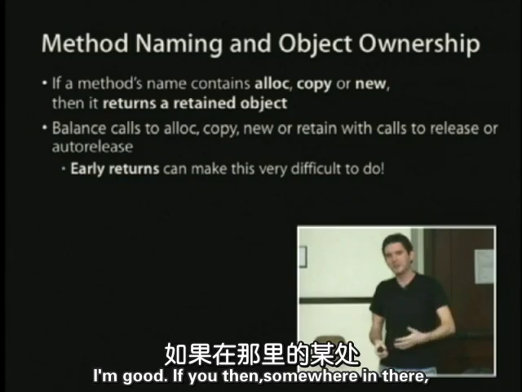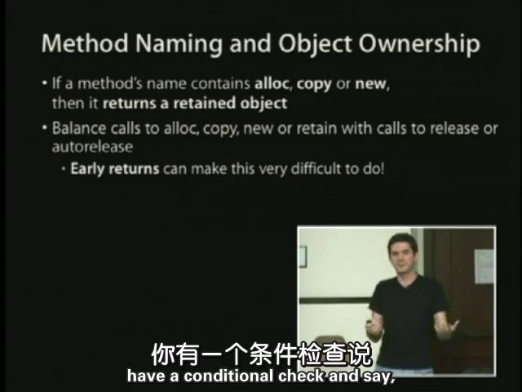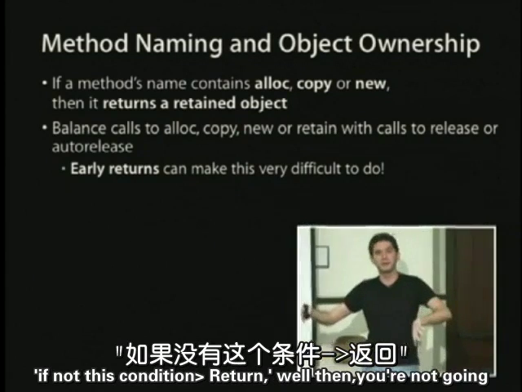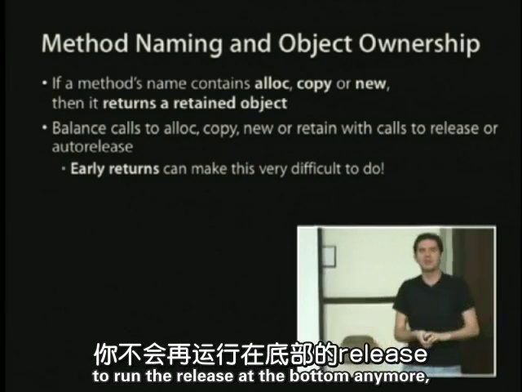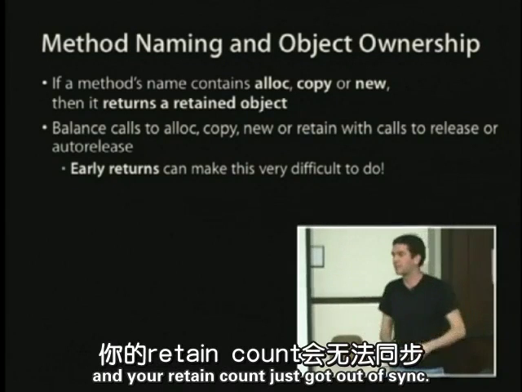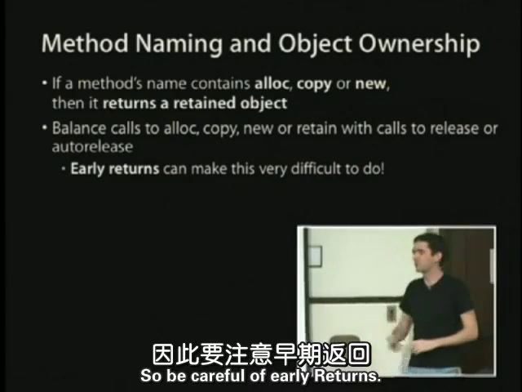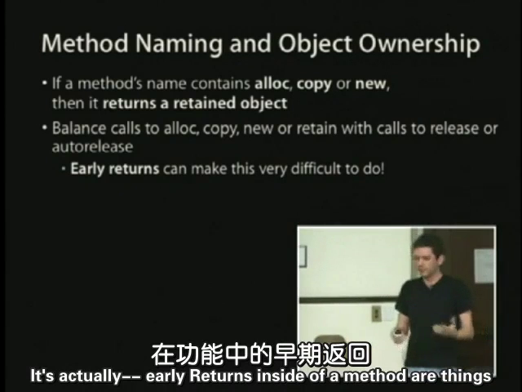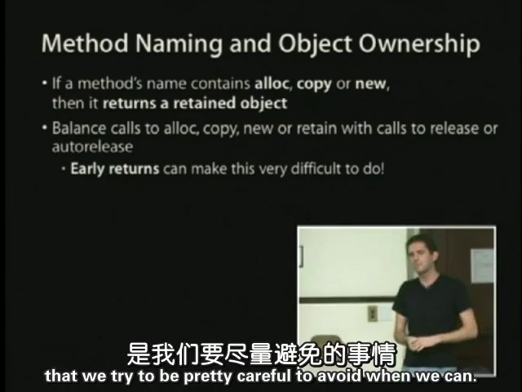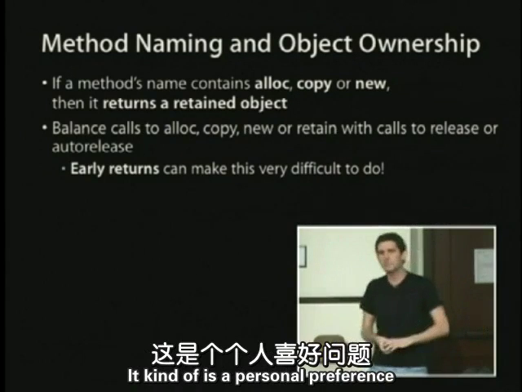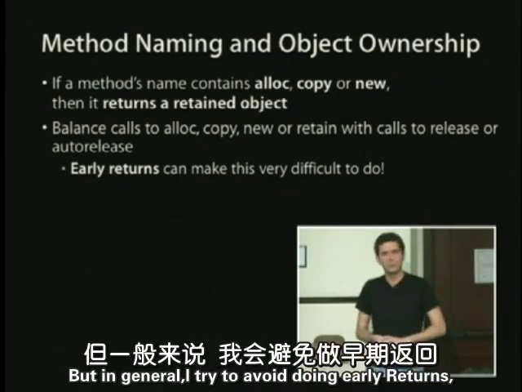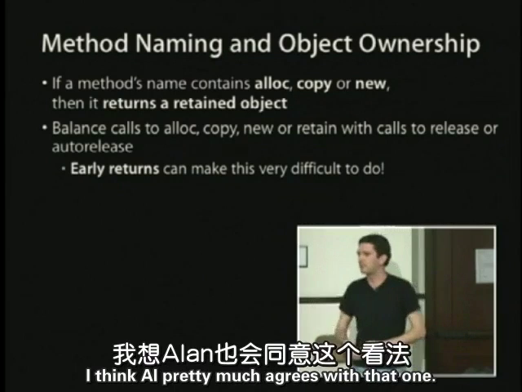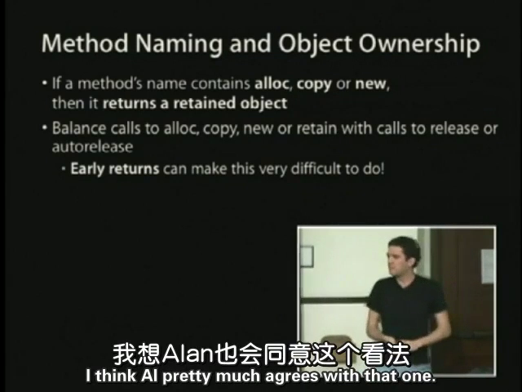If you then somewhere in there have a conditional check and say, if not this condition, return, well, then you're not going to run the release at the bottom anymore, and your retain count just got out of sync. So be careful of early returns. Early returns inside of a method are things that we try to be pretty careful to avoid when we can. It kind of is a personal preference. It's sort of up to you. But in general, I try to avoid doing early returns. I think Al pretty much agrees with that one.